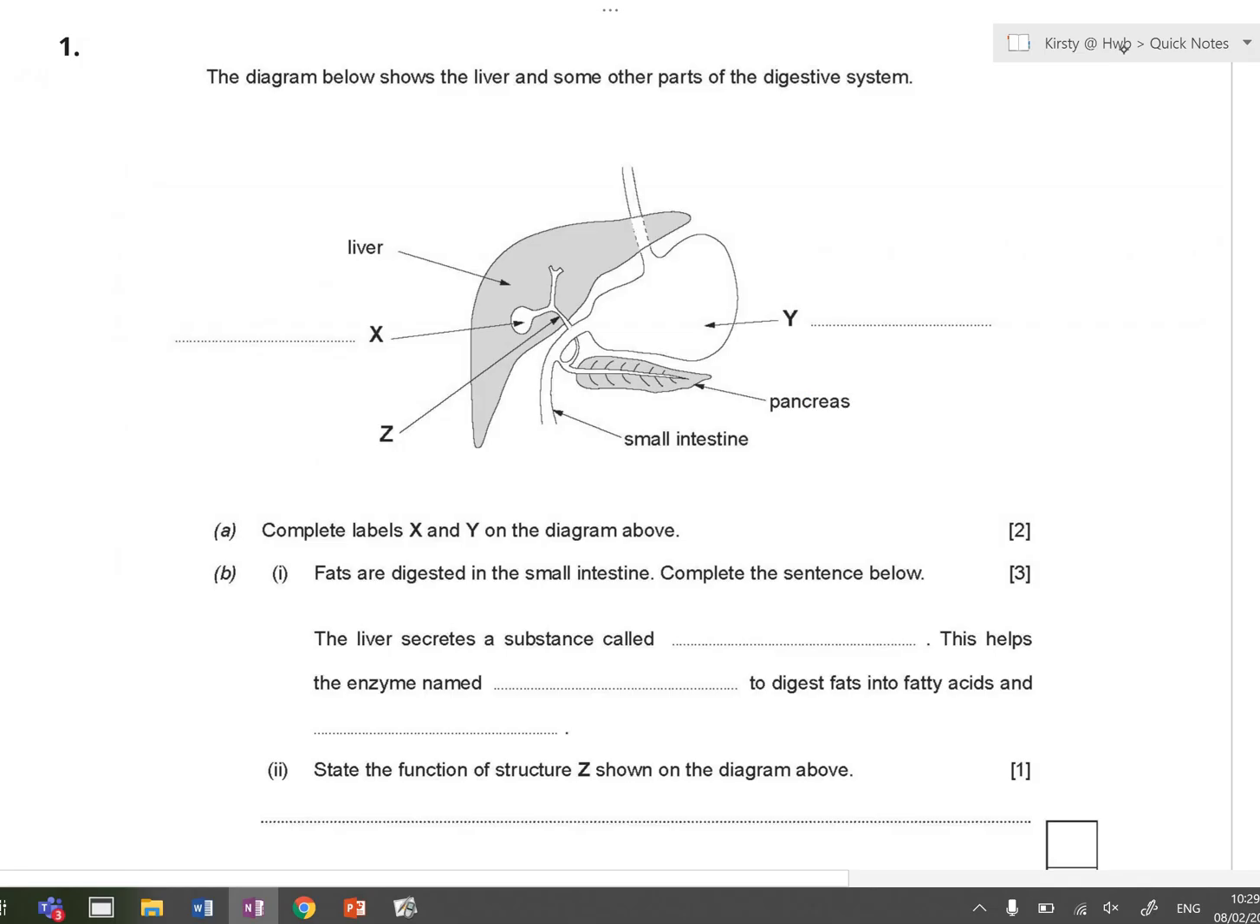Okay, the next question we're going to do then is on the screen. So what you need to do is to answer questions A and B, again on a piece of paper, or if you have some space somewhere in your booklet. So pause the video and answer these questions now, please.